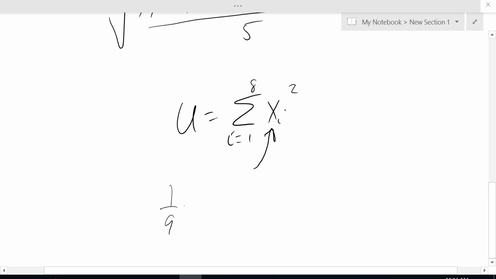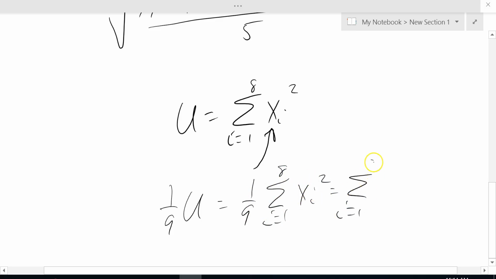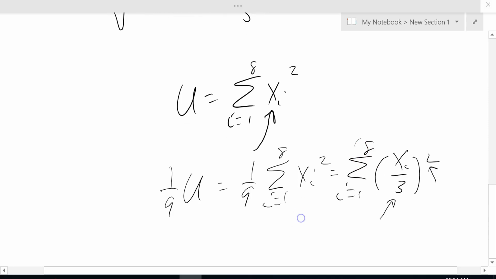So if I do 1/9 of u, I get that, don't I? And now I have standard normal squared, right? Standard normal squared gives me chi-square of 1 added together 8 times. So 1/9 u is chi-square of how many degrees of freedom? It's 8 because I'm adding 8 of them together, right?